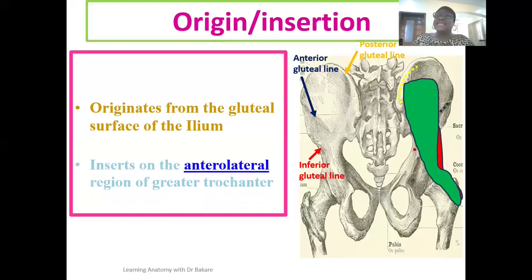And they are finally inserted on the anterolateral surface of the greater trochanter of the femur, and this is what is arrowed here in black. So you see that after their origination from the posterior or the gluteal surface of the ilium, specifically between the anterior and the posterior gluteal lines, their fibers converge inferiorly and are inserted on the anterolateral surface of the greater trochanter of the femur, and this is what is arrowed here at this point. So these are the details on how the fibers originate and also where they are finally inserted.